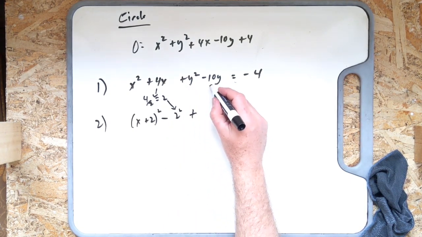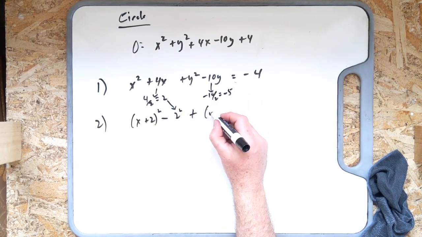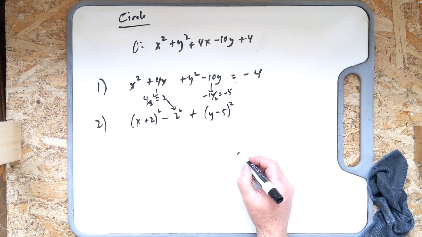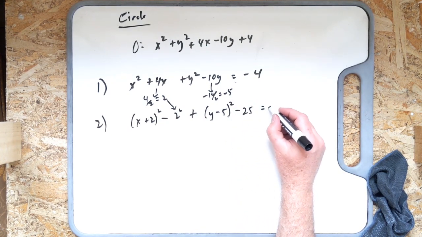Do the same thing with the y. Negative 10 divided by 2 is negative 5. So this becomes y minus 5 squared minus negative 5 squared, which is 25. And that equals negative 4.